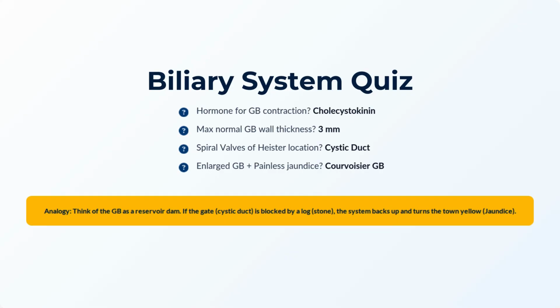Final review points. Bile release is controlled by cholecystokinin. The upper limit for wall thickness is 3 millimeters. Spiral valves of Heister are located in the cystic duct. A palpable non-tender gallbladder associated with jaundice is a Courvoisier gallbladder. It typically indicates a distal obstruction, such as a pancreatic head mass.